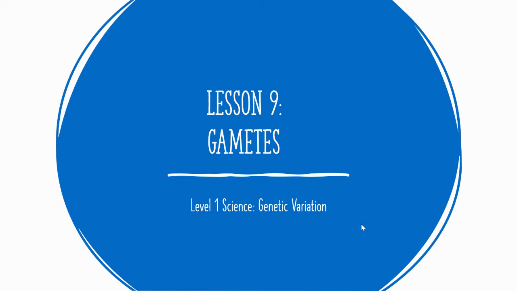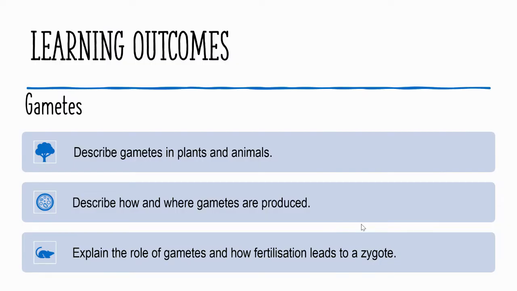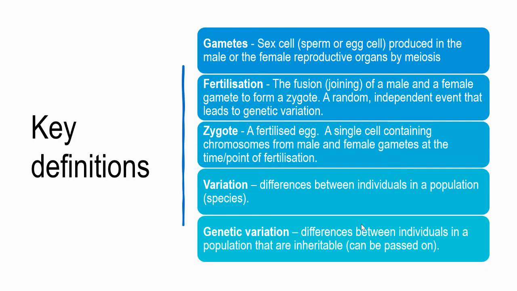Goodson here. This is lesson 9 for level 1 science on genetic variation, and it's all about gametes because we know that sexual reproduction leads to genetic variation. So we're just going to describe gametes in plants and animals and how and where they're produced, and explain the role of gametes and how fertilization leads to a zygote.